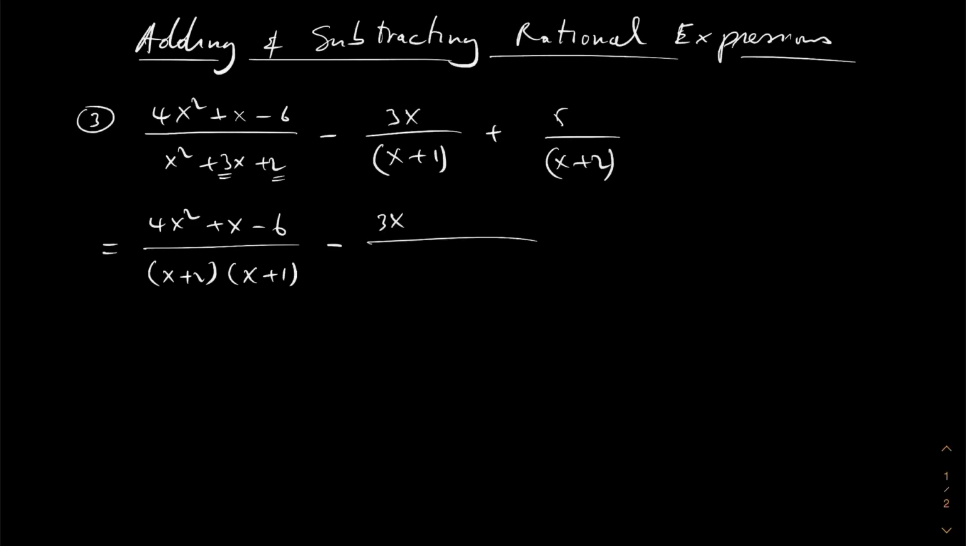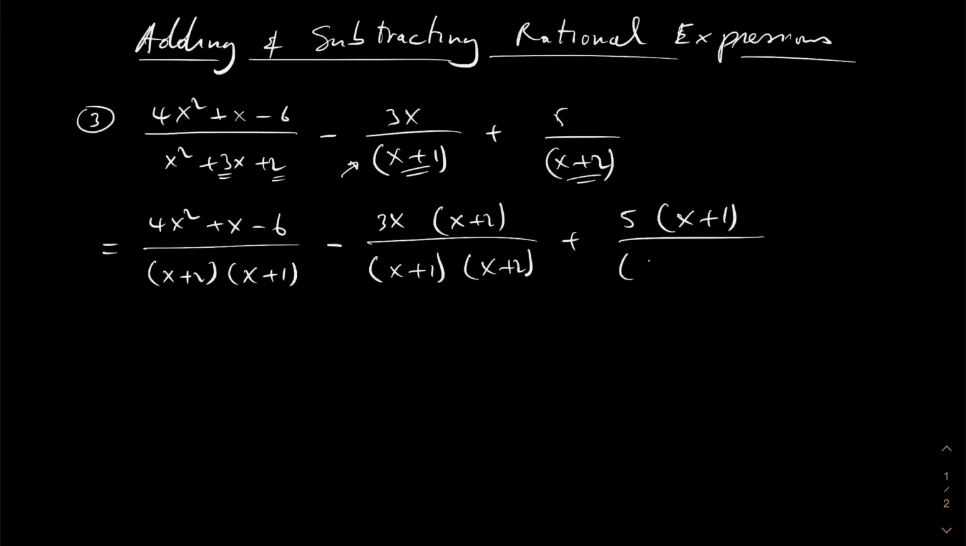And so looking at all these factors, you can say the least common denominator has to include x plus 2 and x plus 1. And so our second fraction is missing x plus 2, so we're going to add it in there, x plus 2 and x plus 2. And the third one is missing an x plus 1, so we're also going to add it in there, so we're going to have 5 times x plus 1 divided by x plus 2, x plus 1.